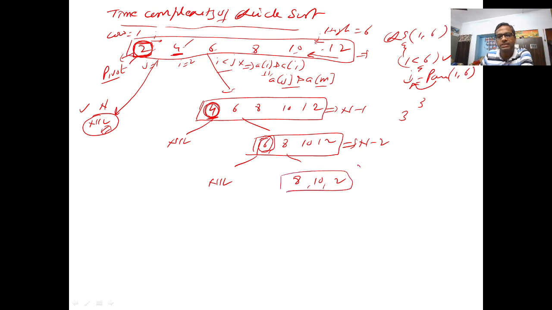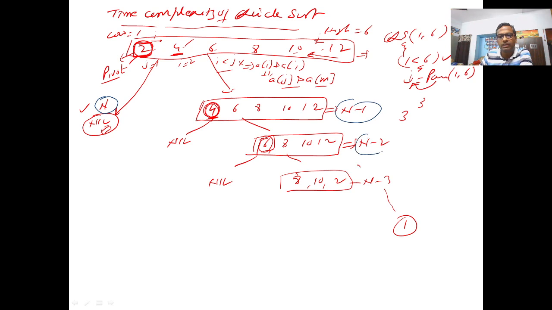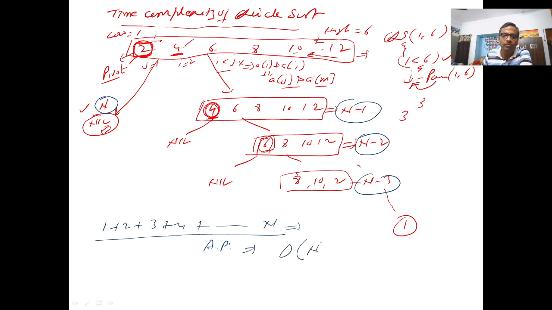And how many comparisons it's going to expect is n minus 3 up to 1. Now just try to sum up the values. The number of comparisons taken was equal to n, then n minus 1, then n minus 2, then n minus 3 up to 1, or you can say 1 plus 2 plus 3 plus 4 up to n. This is the number of comparisons required to sort the given list. If we sum this AP, meaning arithmetic progression, then it is going to be of the order of n square.